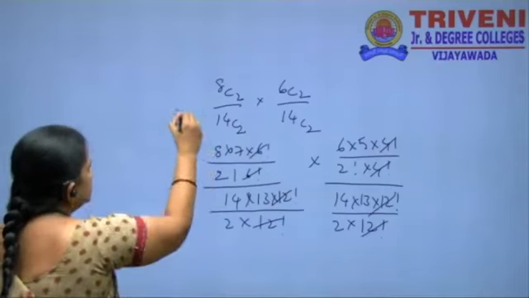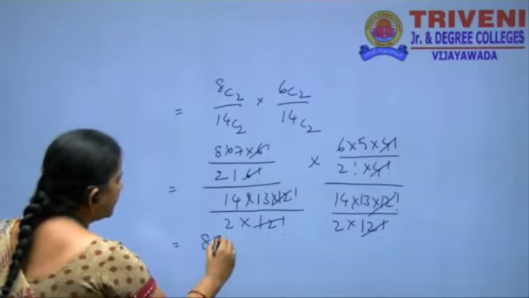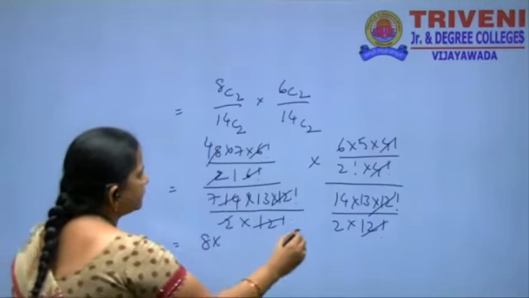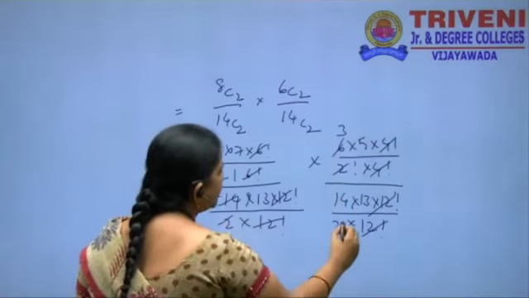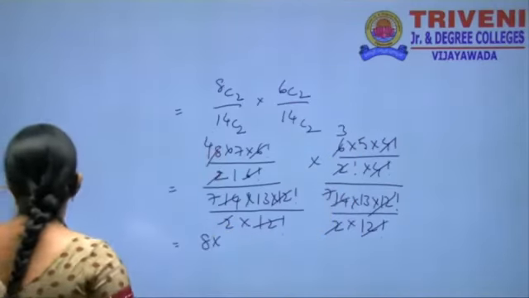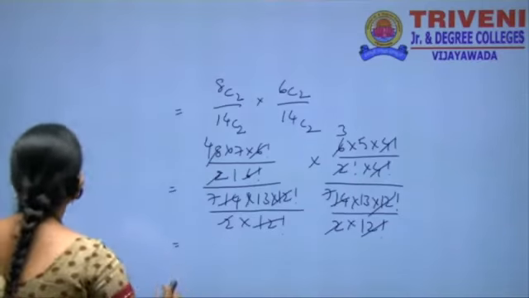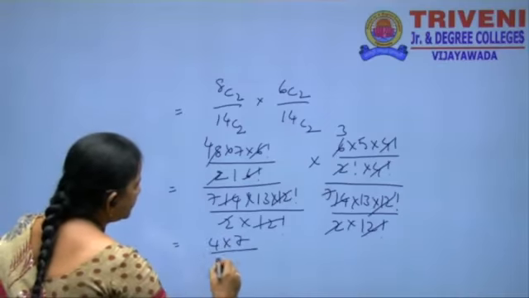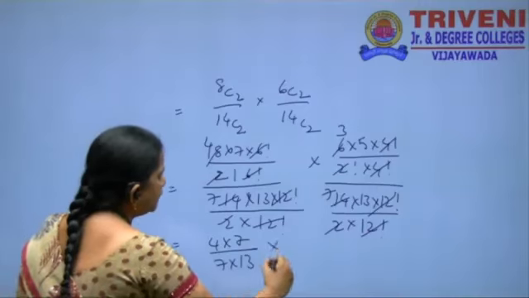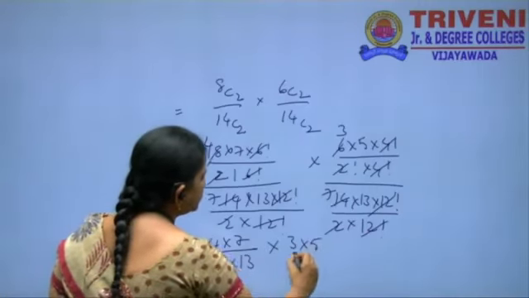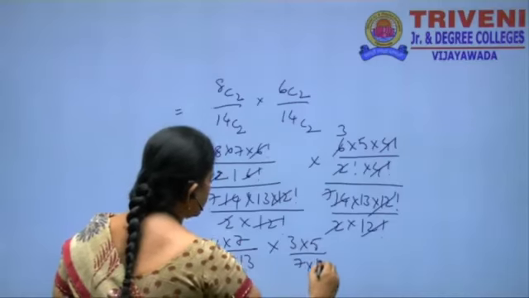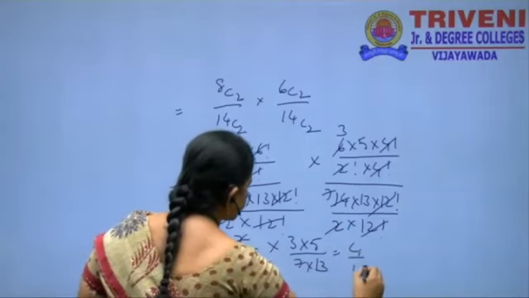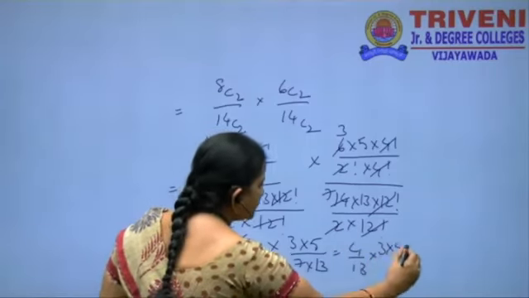8 into, here 2 also will have to cancel here 4 times, here 7 times. Here 2 will cancel here 3 times. Here 2 will cancel here 7 times. Here 4 into 7 by 7 into 13 into 3 into 5 by 7 into 13. 7 gets cancelled here. 4 by 13 into 3 into 5 by 7 into 13.